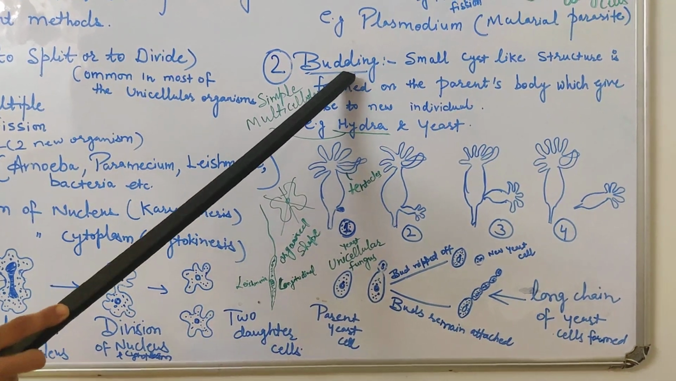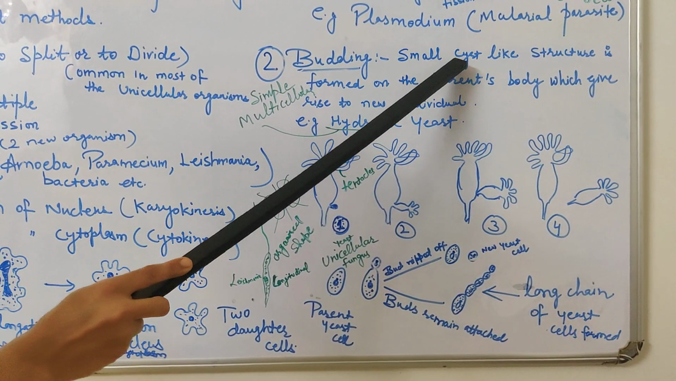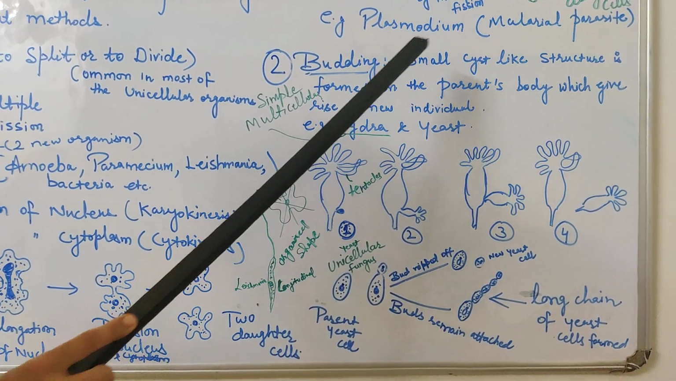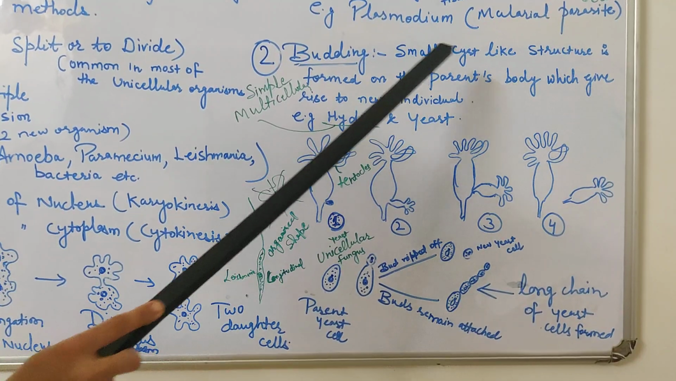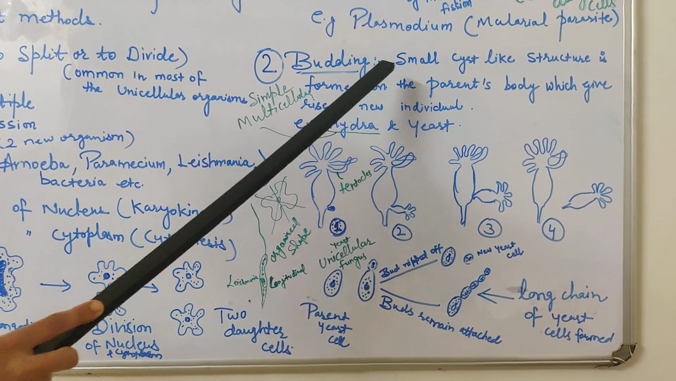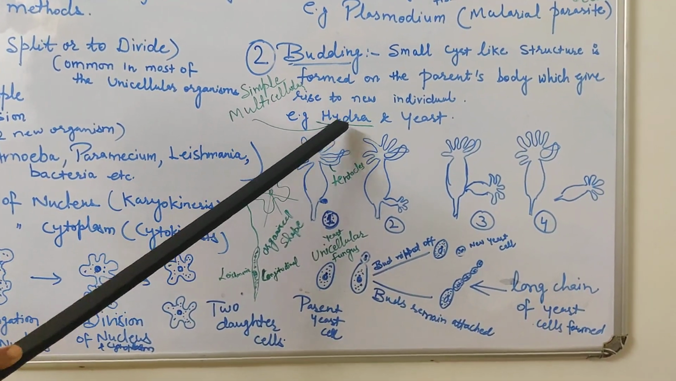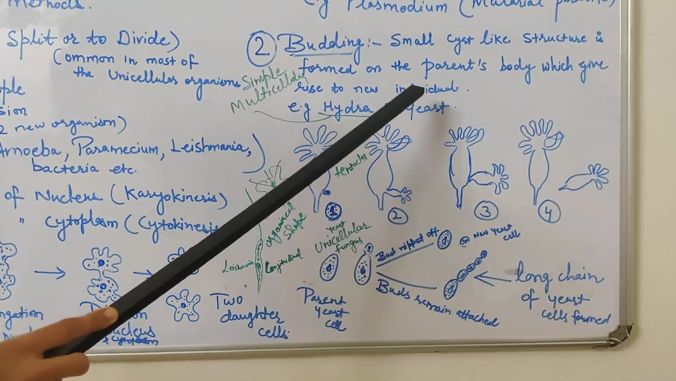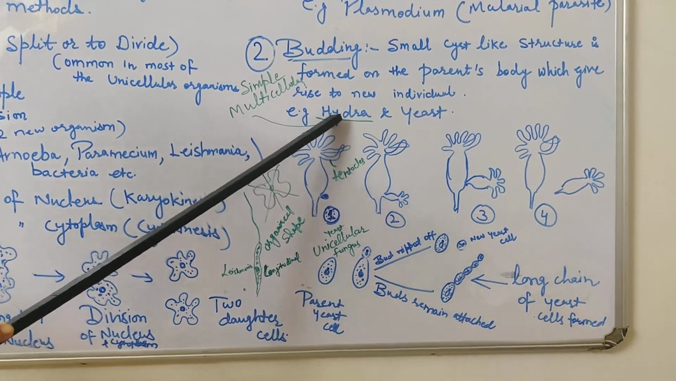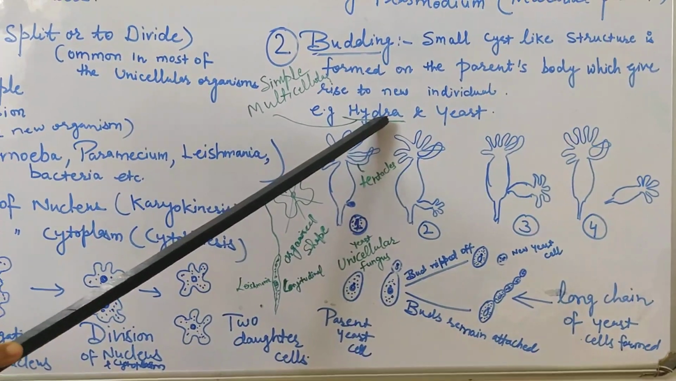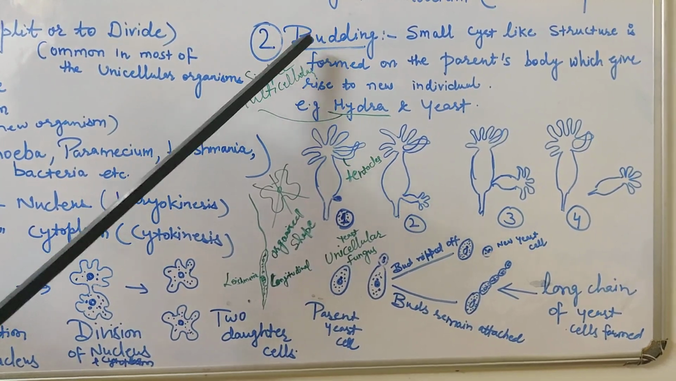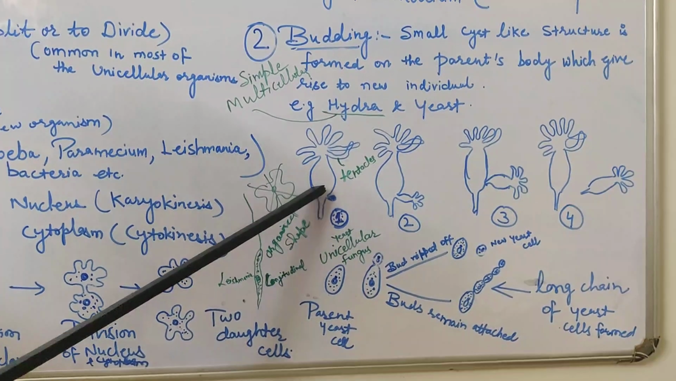The second mode under asexual reproduction is budding. What is budding? In budding, a small cyst-like structure is formed on the parent's body, which gives rise to a new individual. Examples of budding are hydra and yeast. You studied about hydra and yeast in your class 9 under the chapter Diversity in Living Organisms. So how does budding happen in hydra?